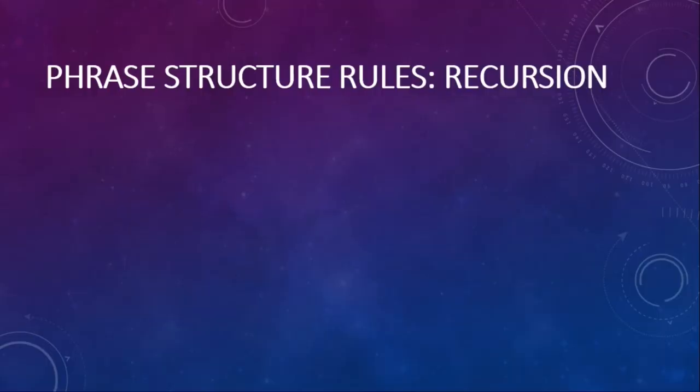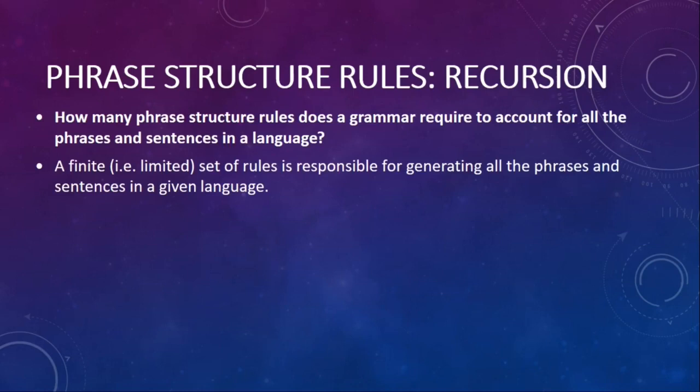Phrase structure rules, recursion. How many phrase structure rules does a grammar require to account for all the phrases and sentences in a language? In the course so far, we've been developing a very simple grammar of English, and we've learned a number of rules, perhaps about 10 to 15. But how many phrase structure rules does a grammar require to account for all the phrases and sentences in a language? Is it the case that we make things up as we go and there are probably an infinite number of rules?